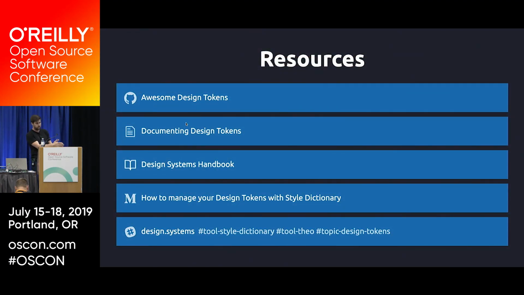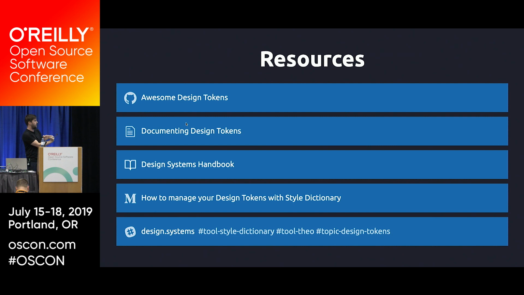So I have some resources as well. So the first one, again, if you're opening this, these are all linked to the proper places. The first one is a GitHub repository called Awesome Design Tokens. It has basically articles, talks, examples of design systems using design tokens. A lot of great resources if you're interested in learning more about design tokens.